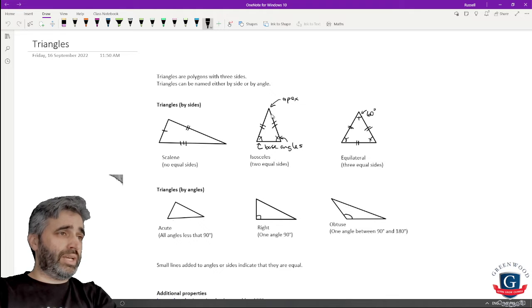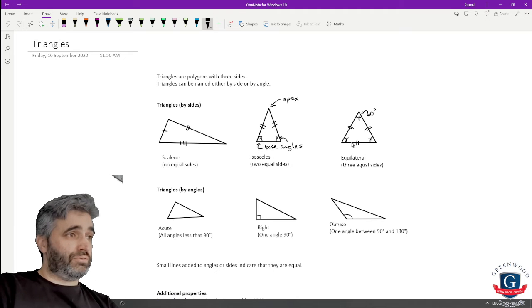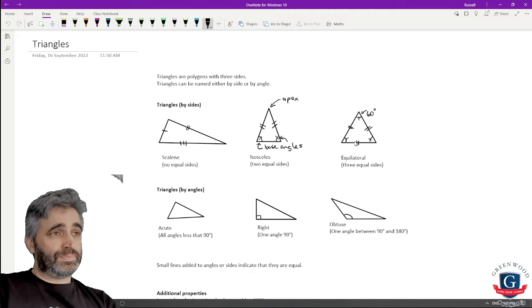The vertex where the two equal sides meet is called the apex, and the angles at the bottom are called the base angles. We'll find out why that's important later. So an equilateral triangle is equiangular. All the angles inside are the same, and all the lengths on the outside, more importantly for naming, are also equal. And funnily enough, the angles are also 60 degrees.